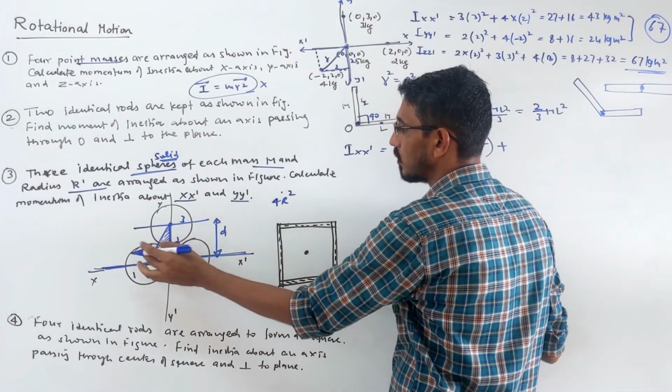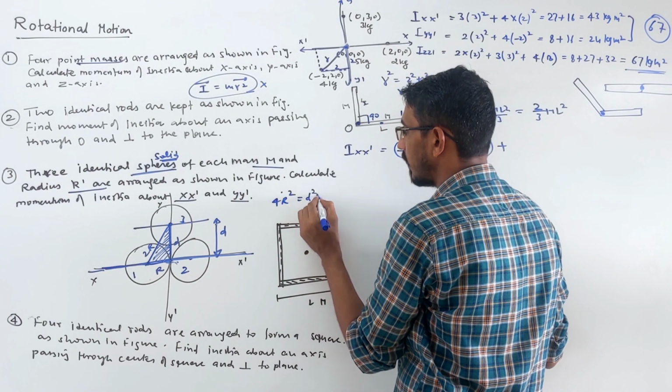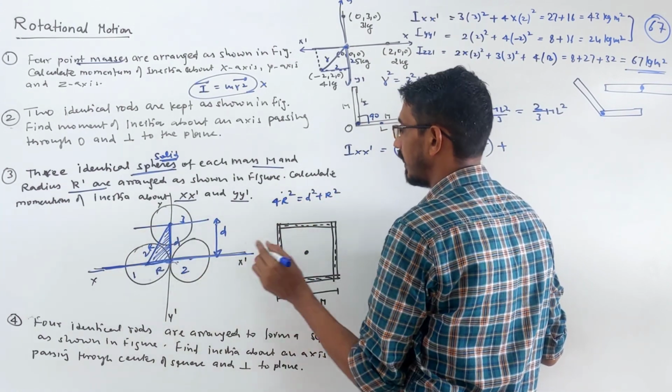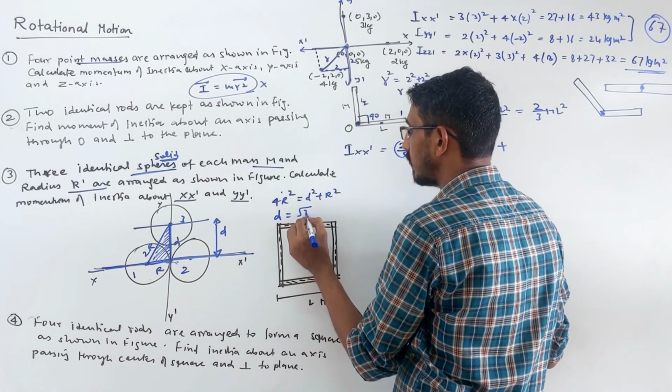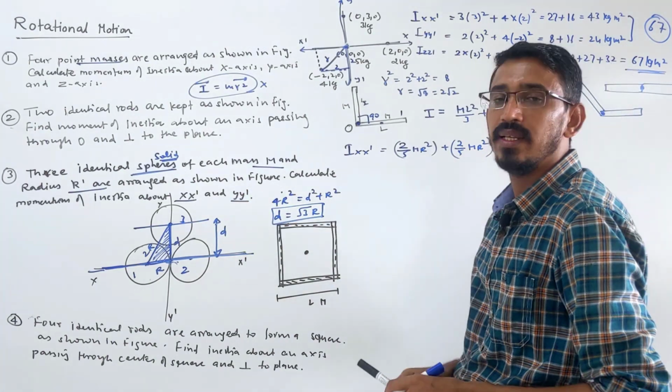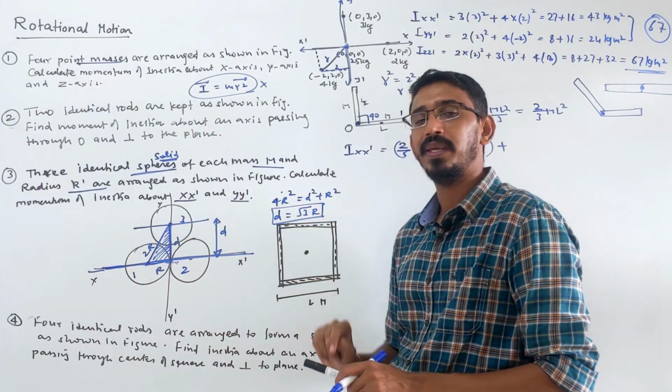4r square means square of that side is equal to what? D square plus what? R square. Square of that side is equal to square of this side plus this side. So from here D becomes what? Root 3 times of the R. That's what your D calculation. D means that distance. Now what's the inertia due to the third sphere?